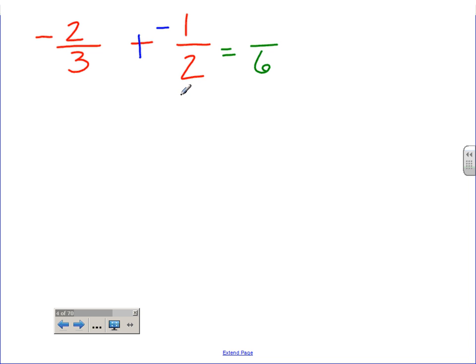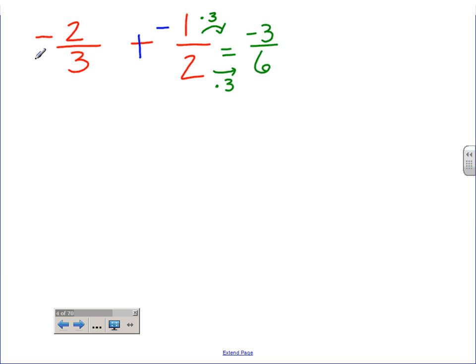I'm going to change this one to 6 first. So in my head, I think, how do I get from 2 to 6? Well, I know that's times 3. So on the top, I need to do negative 1 times 3, which is negative 3. These two are equivalent fractions, so I'm going to use this one now.